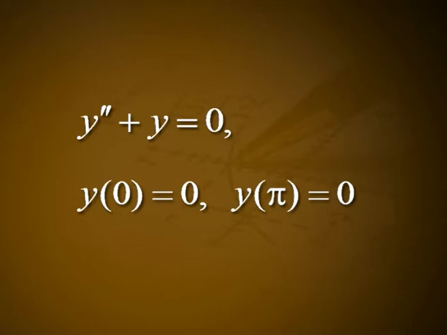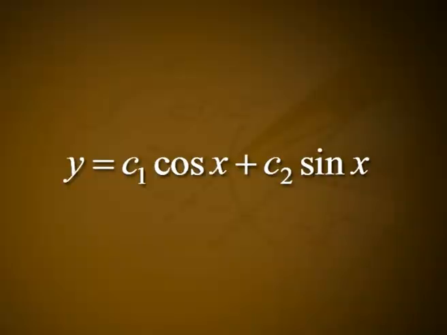Problem 3. Solve the boundary value problem y'' + y = 0, y(0) = 0, y(pi) = 0. Solution. The general solution is given by y = c1 cos x + c2 sin x. The first boundary condition requires that c1 = 0. The second boundary condition is also satisfied when c1 = 0 regardless of the value of c2. Thus, the solution of the given boundary value problem is y = c2 sin x, where c2 is still arbitrary. This example illustrates that a homogeneous boundary value problem may have infinitely many solutions.